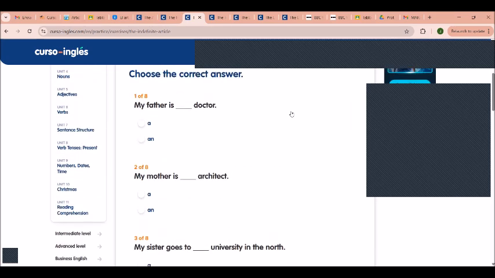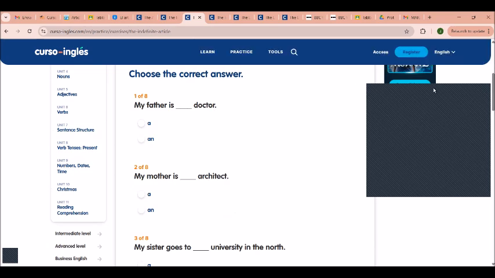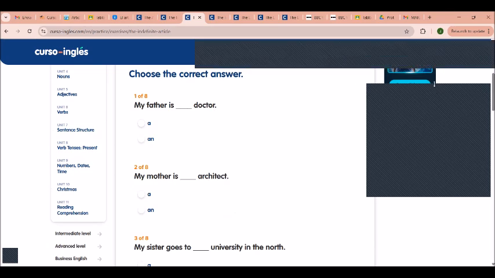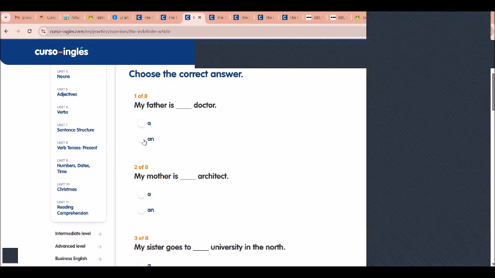Ada? Yes. My father is a doctor. Good. Because doctor starts with a consonant sound. Carla? My mother is an architect. It is a vowel sound.